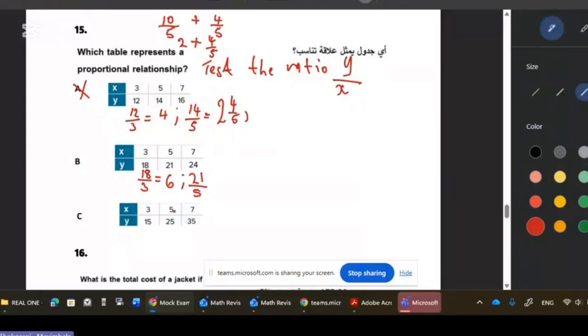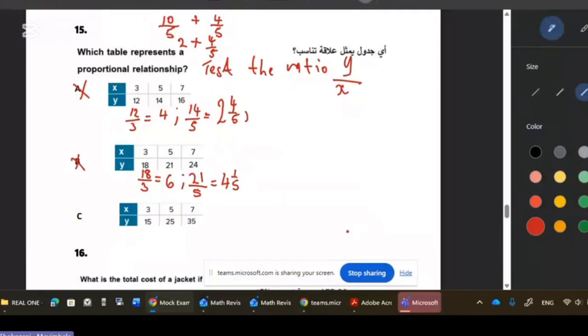How many 5s do you find in 21? 4. 4 and a half. 4 remainder 1. 1 over 5. So obviously this is not going to work as well. So B is also not the answer, right?